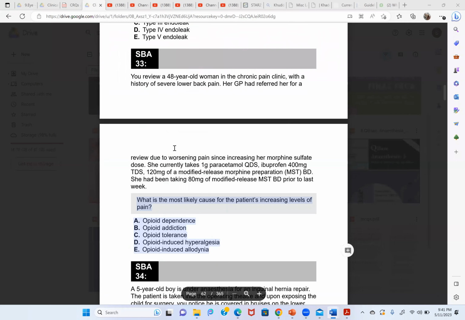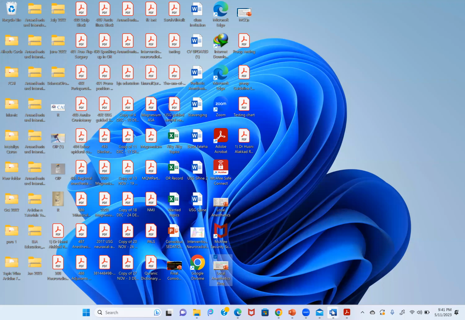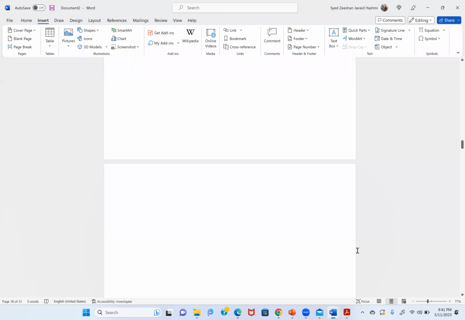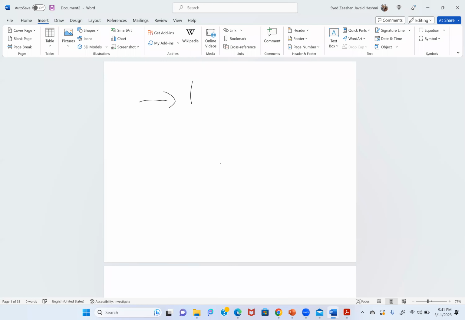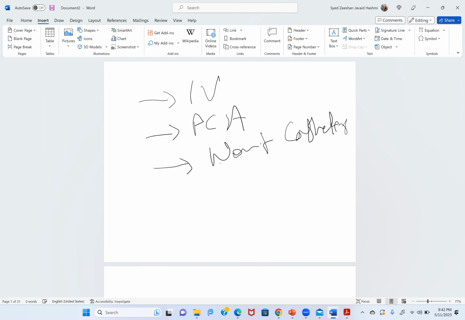So what will you do? IV opioids, then PCA. Then wound catheters. So this will be in your mind, that these are the things which I can use in the intraoperative and postoperative period.